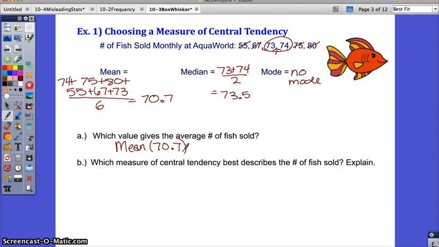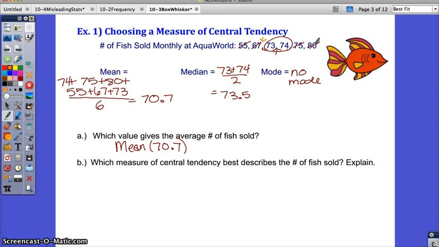Which measure of central tendency best describes the number of fish sold, and explain why you think that? A lot of people might still stick with the mean as the best description, but my problem with this mean is that when we look at this, 70.7, that would lie right in here. And there were 4 values that occurred more than that, so only 2 occurred less than that. That might not be the best to really represent this data.